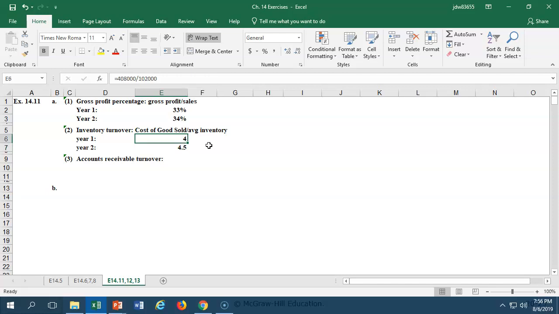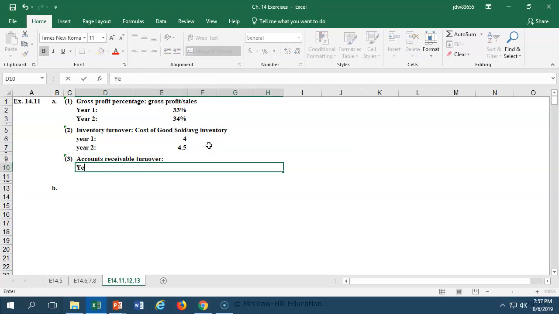So what that's saying is inventory turned over 4 times in year 1. So they had, well, depending on their accounts receivable, if they collected AR rather quickly, had no AR, they would have 4 operating cycles. But they had at least 4 cycles of inventory going out the door. Okay, accounts receivable turnover, year 1.